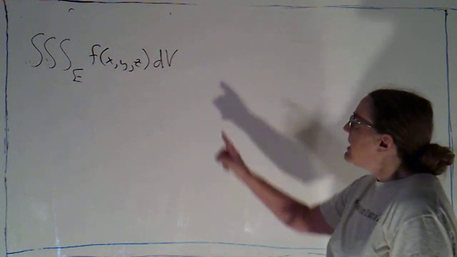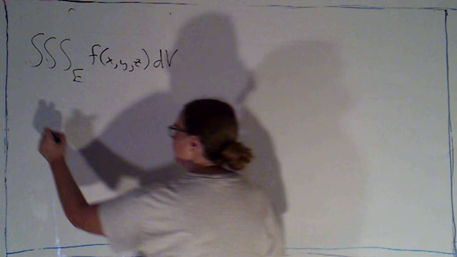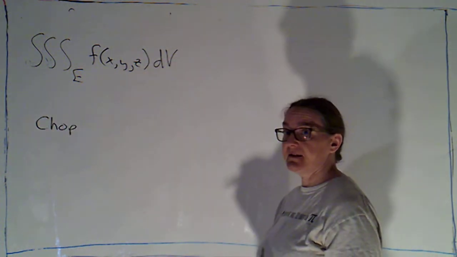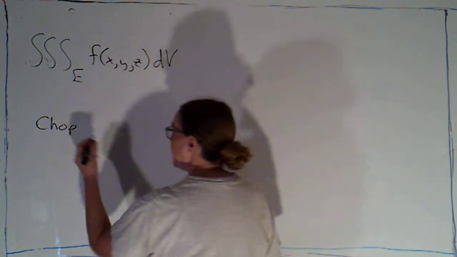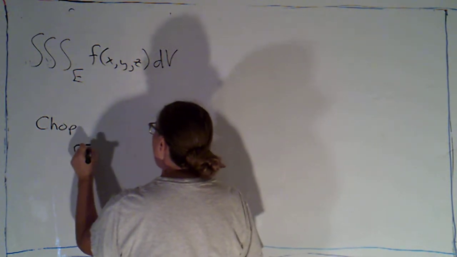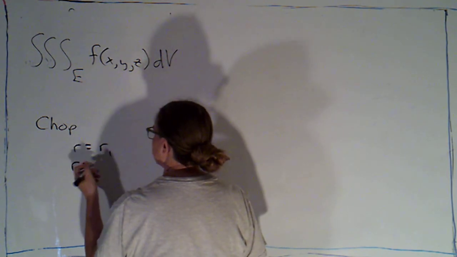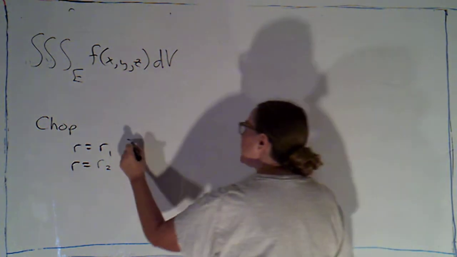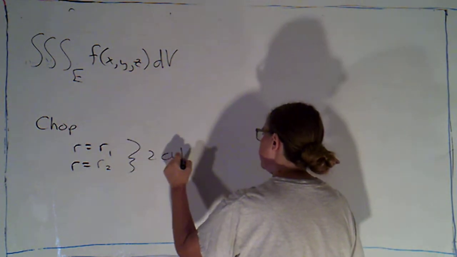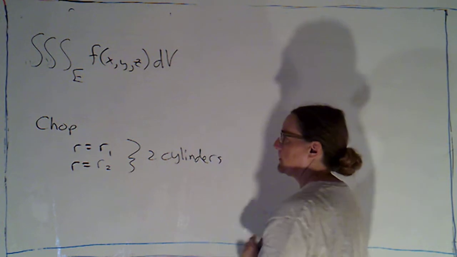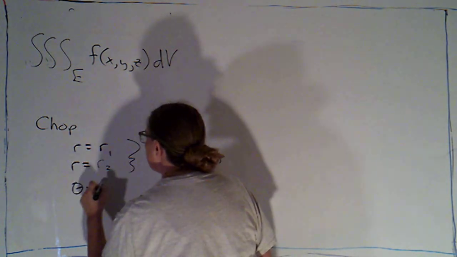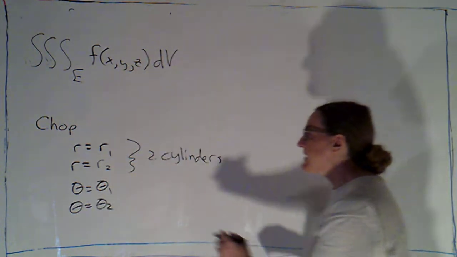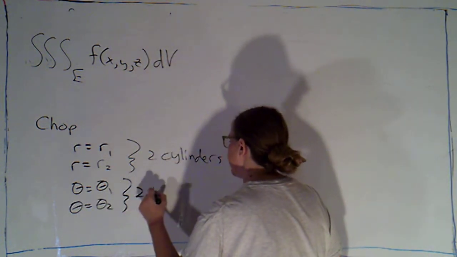Okay. If I'm going to chop things and I'm working in cylindrical coordinates, I would want to chop things using two constant r surfaces, r equals r1 and r equals r2. So that's going to give me two cylinders. Theta equals theta 1 and theta equals theta 2. That's going to give me two half planes.